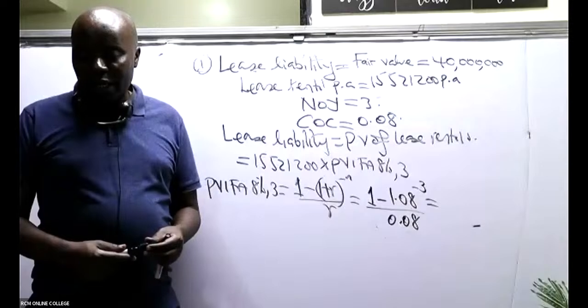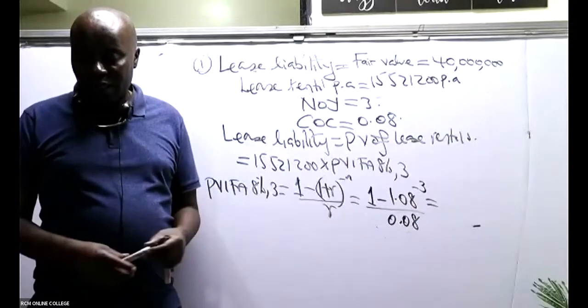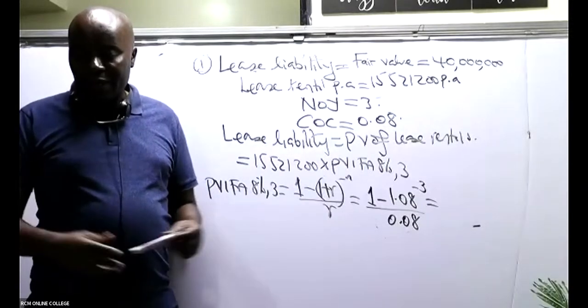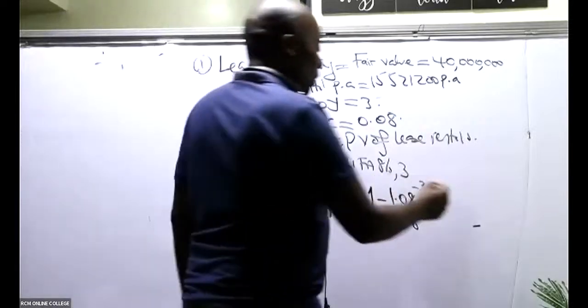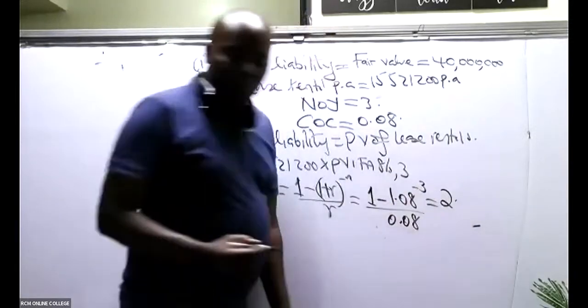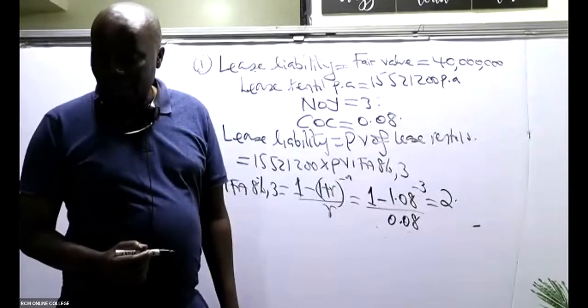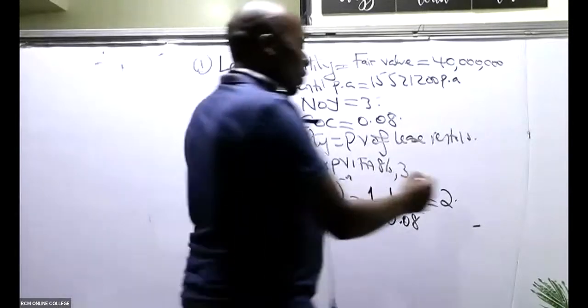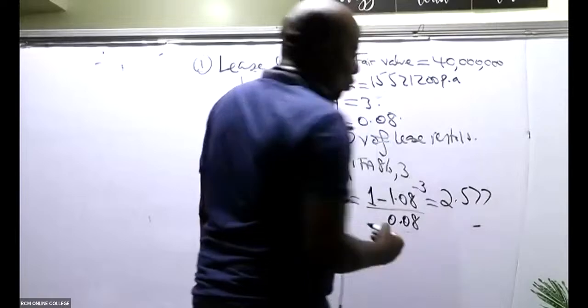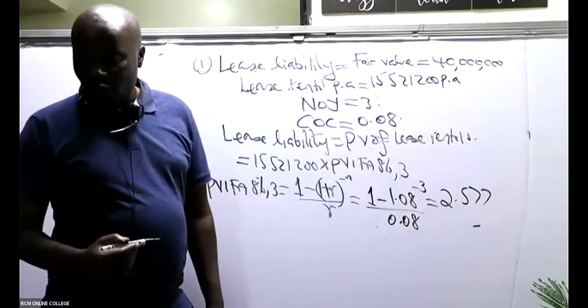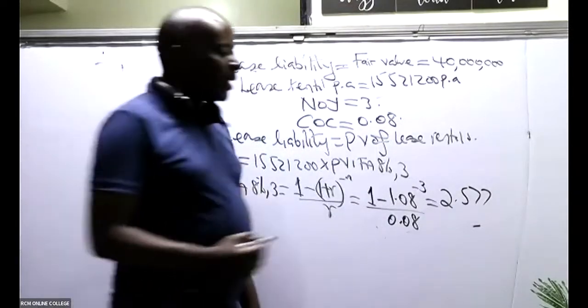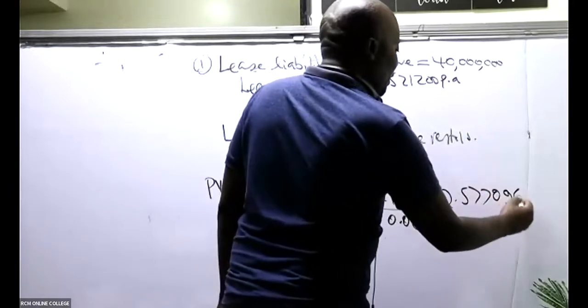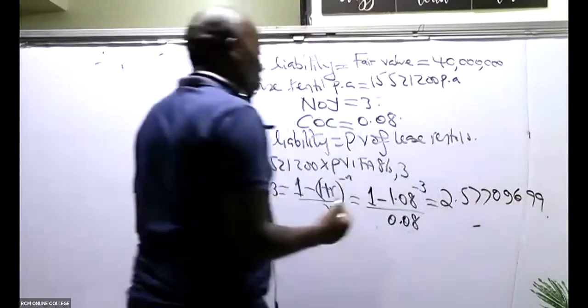Let's try giving 8 decimal places. So I know it is 2.5, yeah, 2.5. Thank you so much. 2.577, 0.9698, 0.9699. Just like that. Thank you so much.